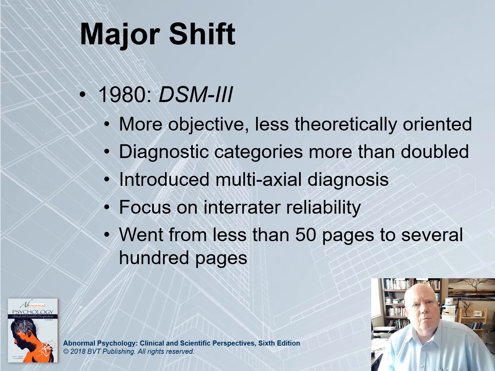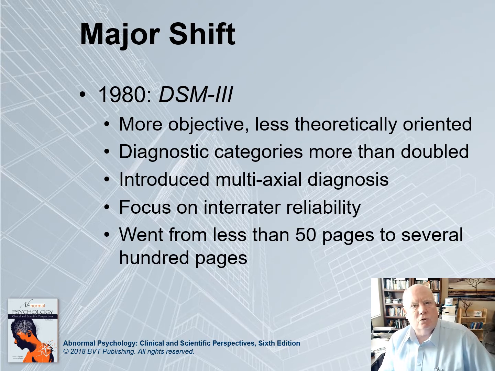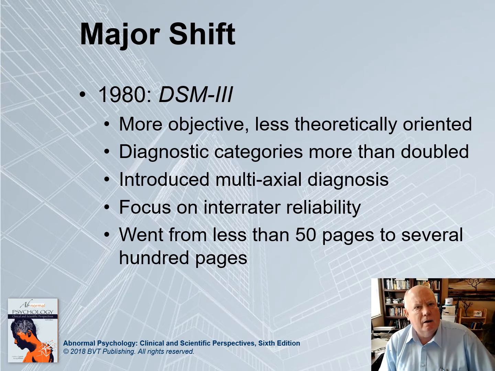Also, the DSM-III included objective, observable symptoms as the basis for the diagnosis. As a consequence, the interrater reliability, the ability of two well-trained professionals to agree on what it was that the patient had, improved rather dramatically. And it made it possible for us to do much better research on these disorders.